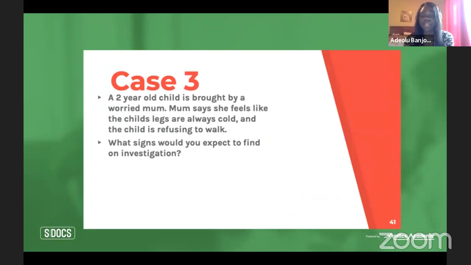So now the last case, which is case 3: a 2-year-old child is brought by a worried mom. The mom says she feels like the child's legs are always cold and the child is refusing to walk. What signs would you expect to find on investigation?